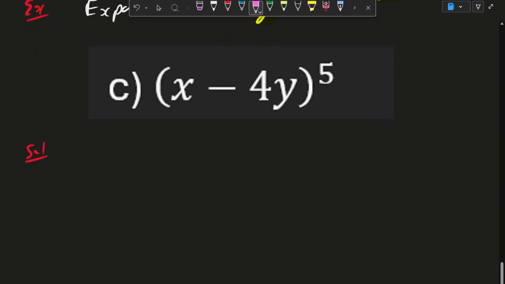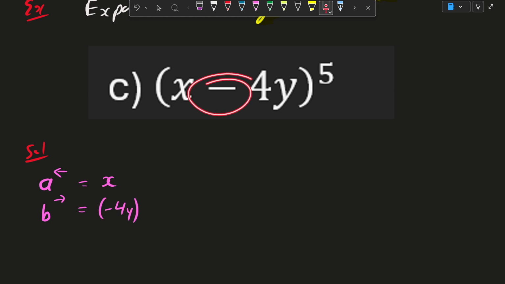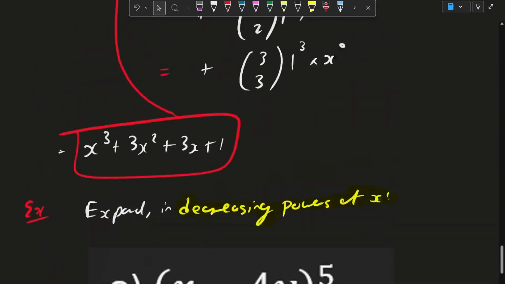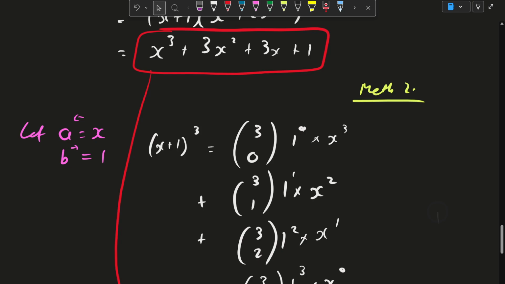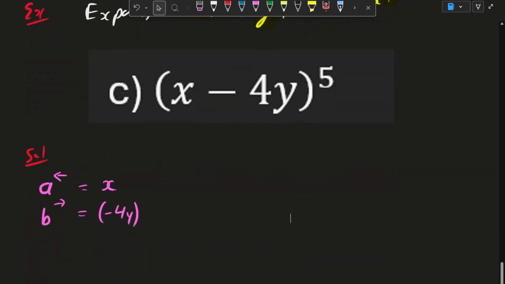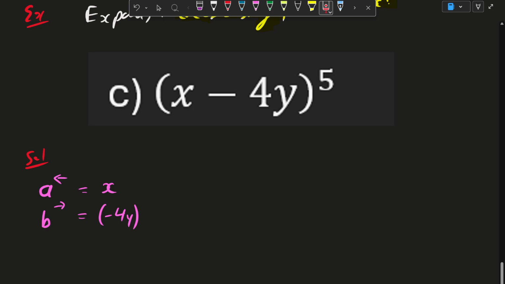So in terms of our setup, we're going to let a, i.e. our function going to the left, be x, and b, which is our function going to the right, be the minus 4y. Remember that the minus signs always carry over no matter what. Technically, when I was doing it here, I should have let b be plus 1 instead of just 1. So it's important to note the minus sign for this particular case. So x take away 4y to the power of 5.